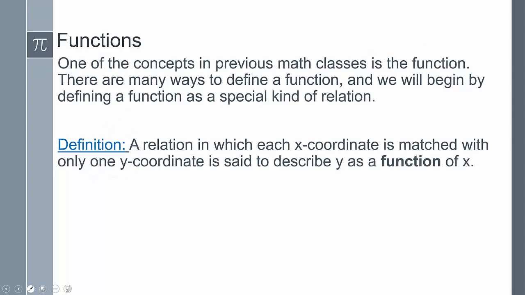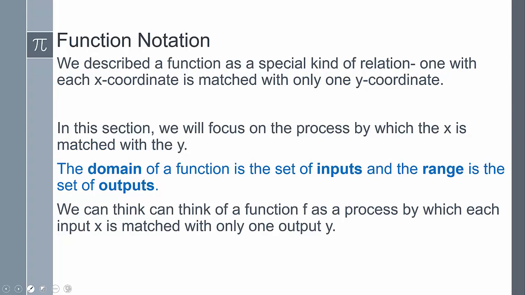So by definition, we want to get this one. A relation in which each x-coordinate is matched with only one y-coordinate is said to describe y as a function of x. So when we describe it that way, we could say that it's going to be a function, and we have special function notation in which we can go ahead and write it as such.